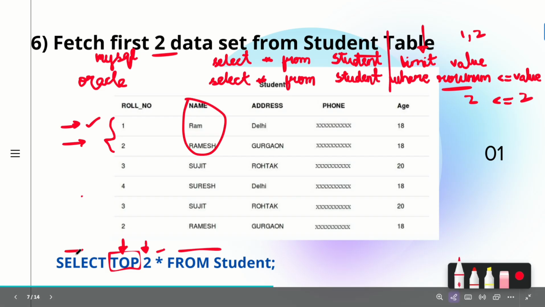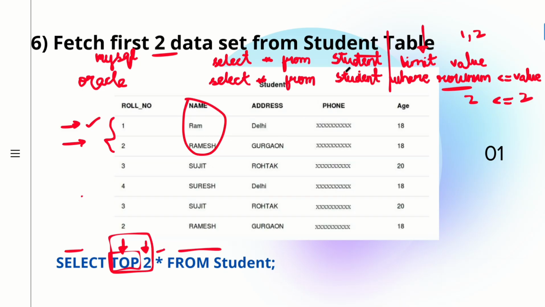But here you can see it is different. Before select star from student you have written top 2. So this is one difference: when you write TOP, it comes before the query, so it is in between the query, whereas with MySQL and Oracle DBMS they come after. And with MySQL you don't have to use the where clause. Okay, you'll just write limit value.